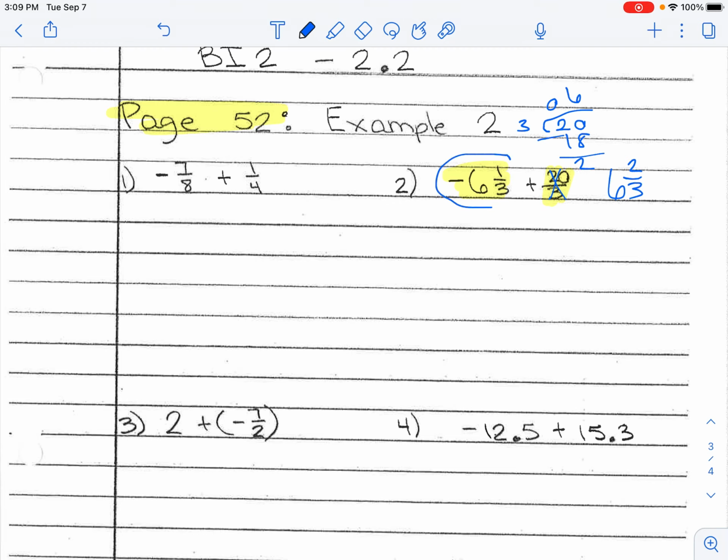So I'm looking at negative 6 1/3 and positive 6 2/3. Different signs, find the difference. So the bigger number is going to go on the top, and the smaller number is going to go on the bottom. I'm finding the difference, so I'm subtracting. 6 minus 6 is 0, and 2/3 minus 1/3 is 1/3. And I had negative 6 1/3 and positive 6 2/3. So that answer is going to be a positive 1/3.